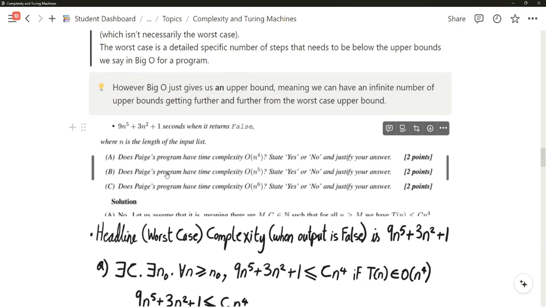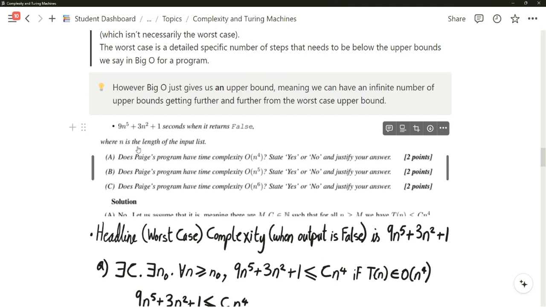Basically here, if you have the complexity, this is the exact number of seconds taken to run the program. When it returns false, that was from the actual previous part of the problem, but we're not going to look at that part right now. So basically, when a program runs, we're going to assume it takes 9n to the 5 plus 3n squared plus 1 seconds to run, where n is the size of the input as normal.